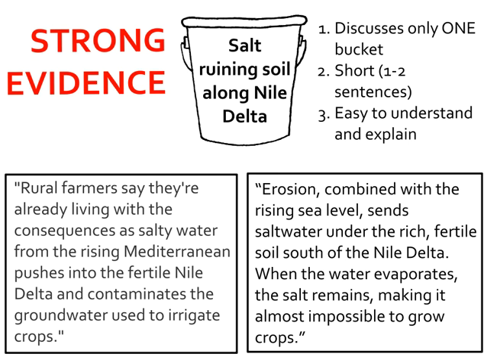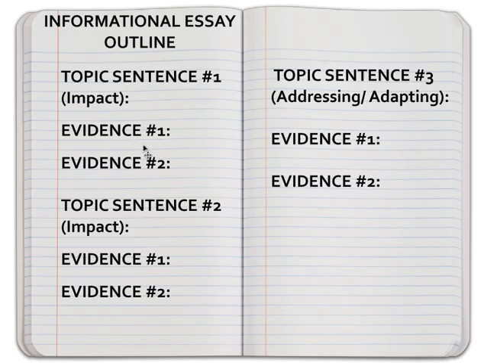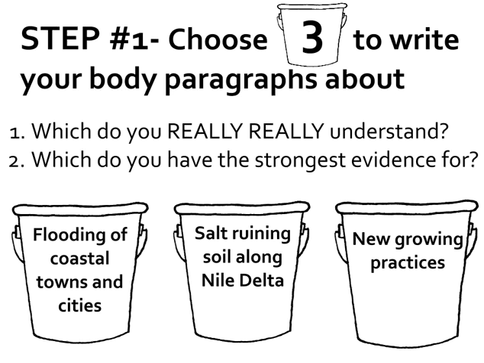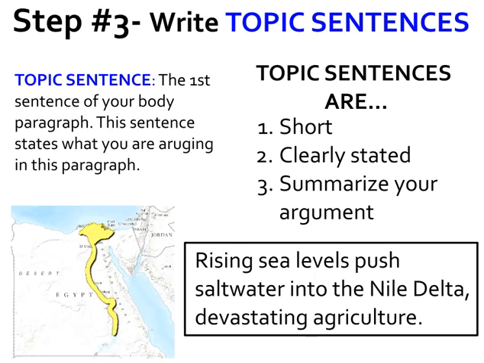So right now I want you to start to think, look back and decide which 2 pieces of evidence for each bucket, and you can write them in here, which 2 pieces of evidence for each bucket you want to use. Don't worry about your topic sentences yet. That's our step 3. So once you've decided your 2 pieces of evidence that discuss only one bucket, that are short, and that are easy to understand and explain, you're going to actually write your topic sentences.